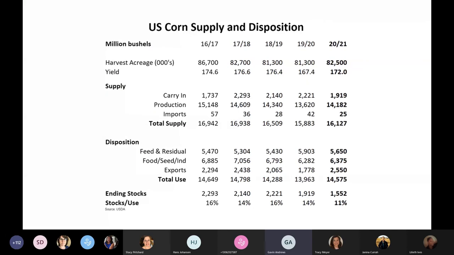So if you shave off that yield drop or that production drop, add in that increased demand, and it's a recipe for a very tight carryout going forward. So hopefully that answers your question, Hans. But yeah, you can kind of combine. There is a story behind it.